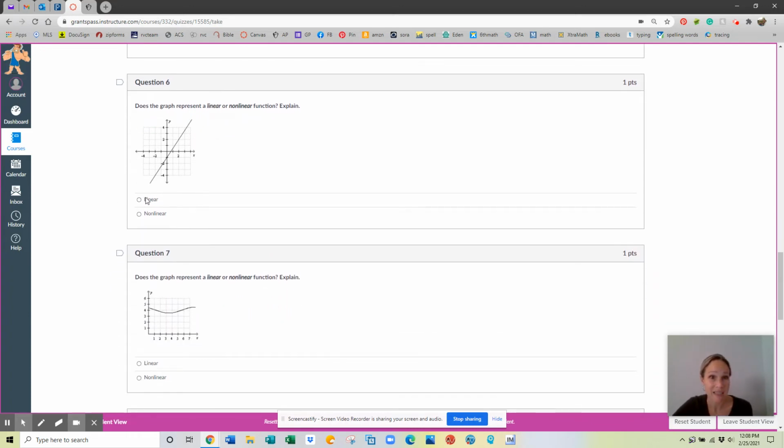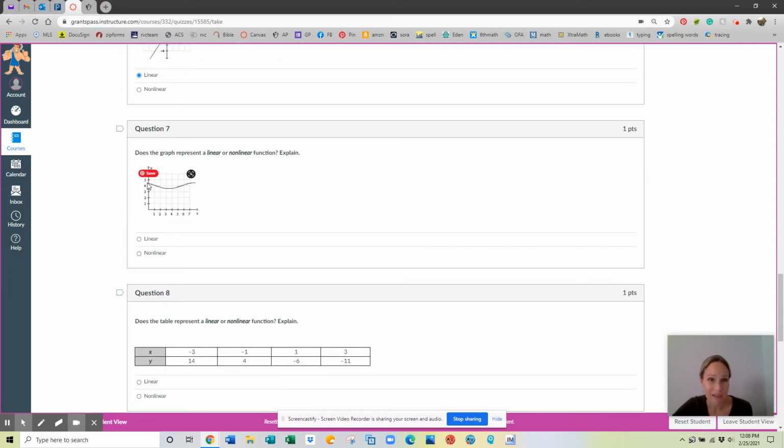Question number 6, is this linear? Yep, linear function. It makes a straight line that's not vertical. What about this one? Nope, curvy line, not linear.